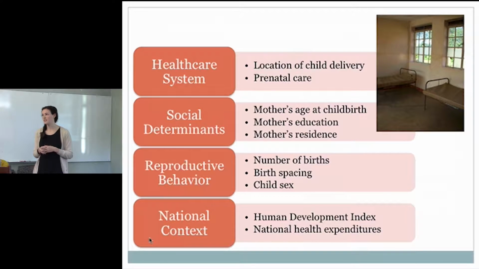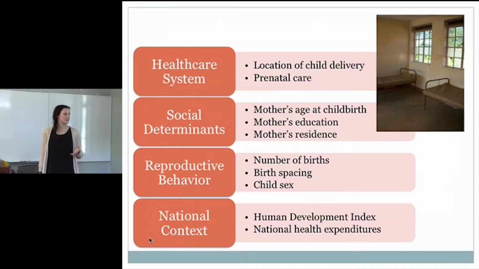If you know any of the infant mortality or child mortality literature, it's important where the child is delivered, whether the birth of the child is integrated in the healthcare system. Social determinants is focused on the mother and her education, her age, and her rural or urban status. Reproductive behavior is more the public health context, the birth spacing, the number of births. It can be more addressed with a public health kind of intervention.